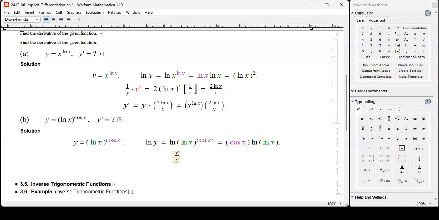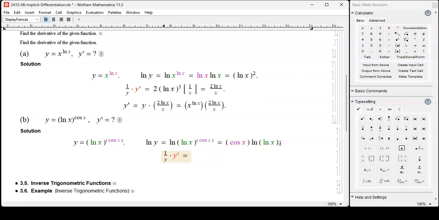Y prime over y as before, as usual. And you're looking for y prime, of course. Let's highlight it in red. That's the quantity you're looking for. Or you can write it as 1 over y times y prime using the implicit differentiation. Either way, it works out.